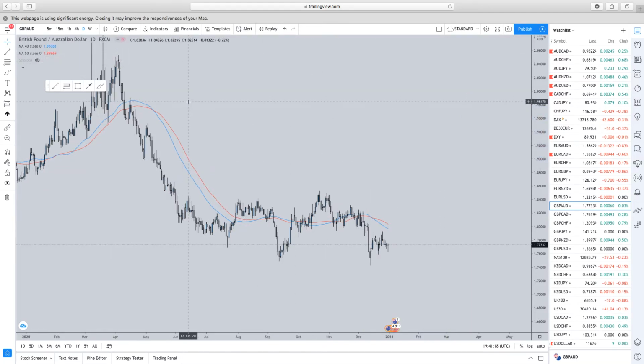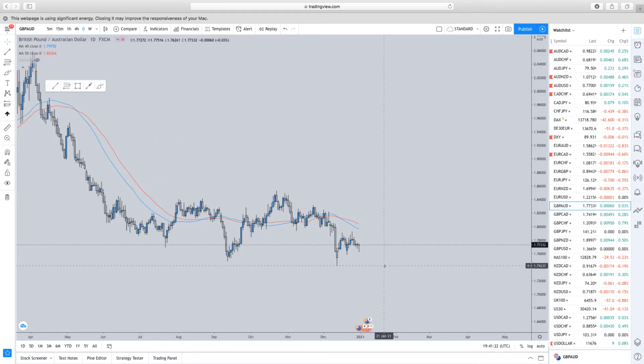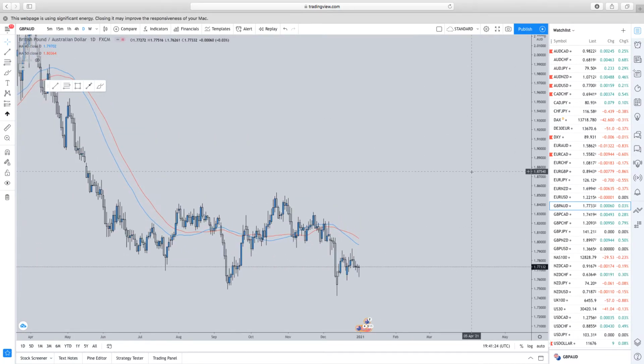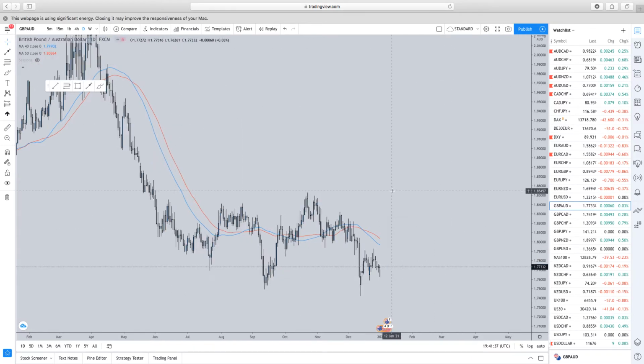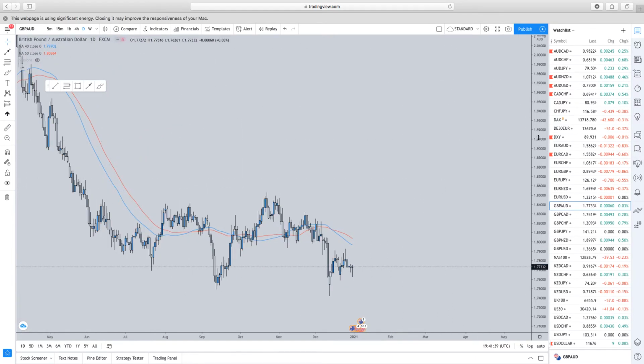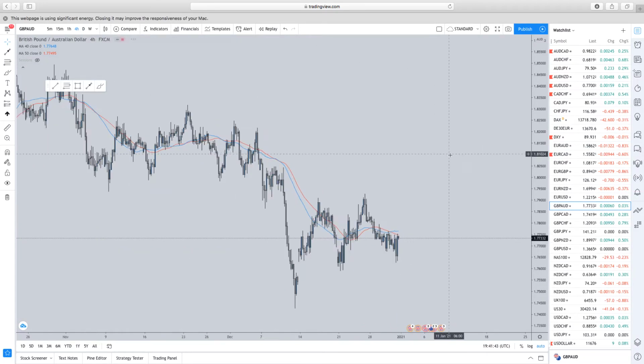GBP AUD is a very volatile pair. So what you would normally expect for something like this to happen with a good rejection is for it to go up and touch here again. But over a couple of times I was caught out with something like that. So let me show you what I'm trying to tell.